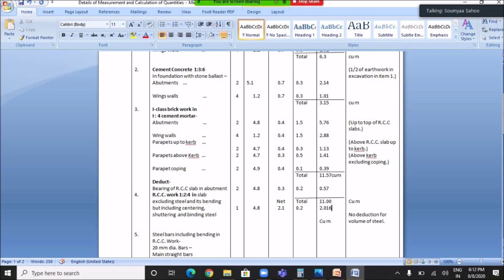So in this manner we will calculate the quantities for the RCC slab culvert. So in today's lecture video we have discussed the definition of culvert, types of culvert, the three-dimensional construction sequence of RCC slab culvert, the differences between a bridge and a culvert, the different parts of a culvert, and we have discussed in detail the estimation for 4 items. In the next lecture video we will discuss the estimation part of the remaining items.